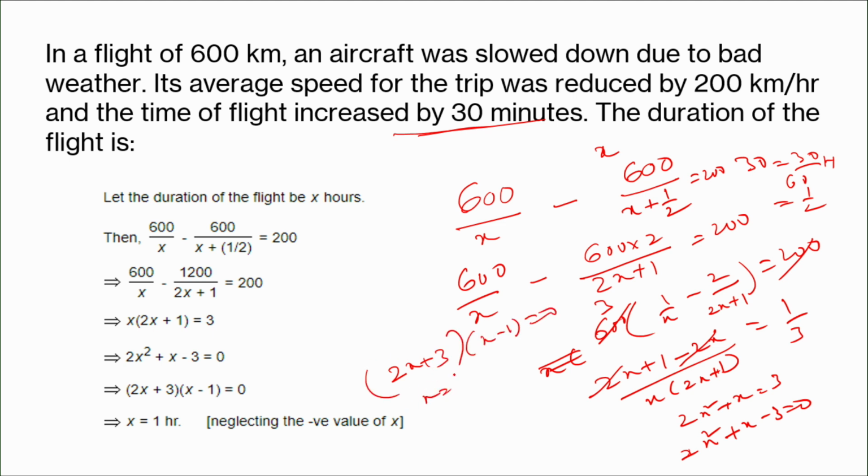So, x is equal to 1, or 2x plus 3 equal to 0, means 2x equal to minus 3, or x is equal to minus 3 by 2, but it is not possible. So, x is equal to 1, which means 1 hour. So, the duration of the flight is 1 hour.